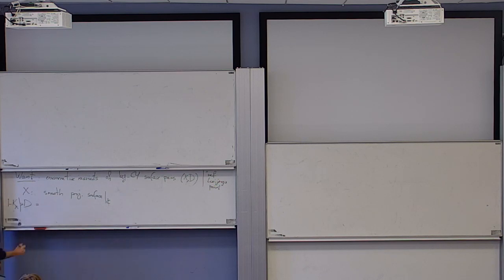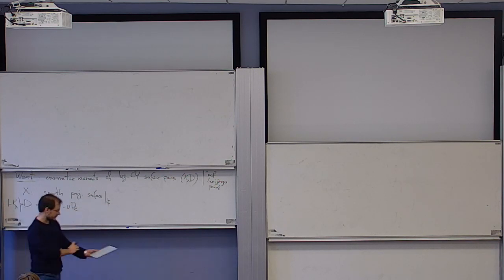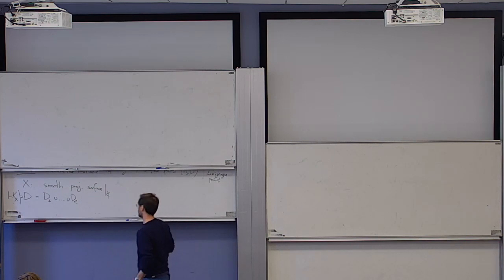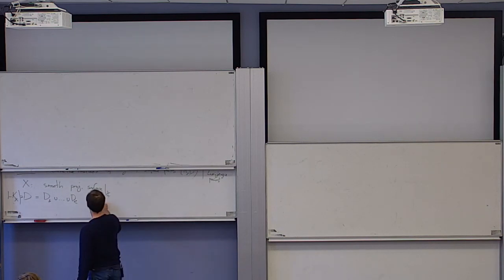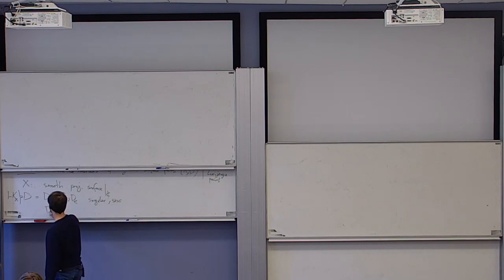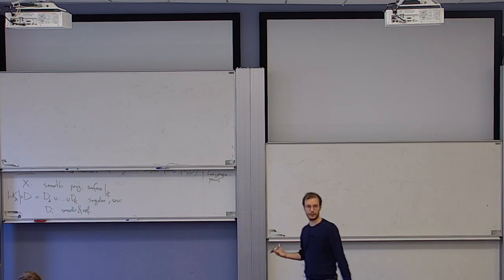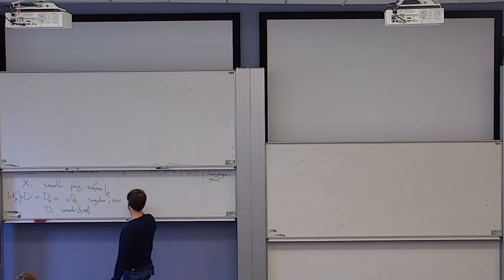So this will be an effective singular anticanonical divisor given by the union D1 through to DL, a singular simple normal crossings divisor, where I will require that each irreducible component Di is smooth and nef. So in particular, since I'm requiring D to be singular and each irreducible component to be smooth, I'm requiring this divisor to be reducible.